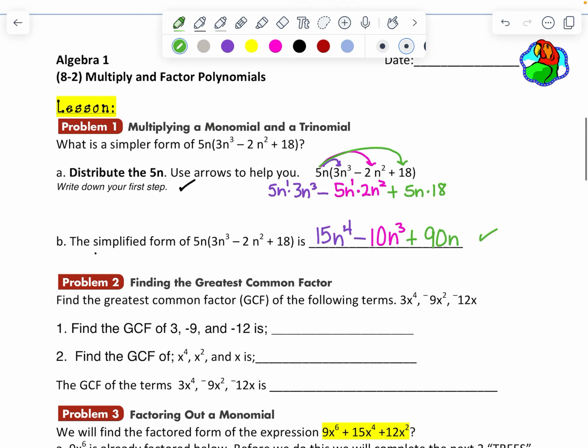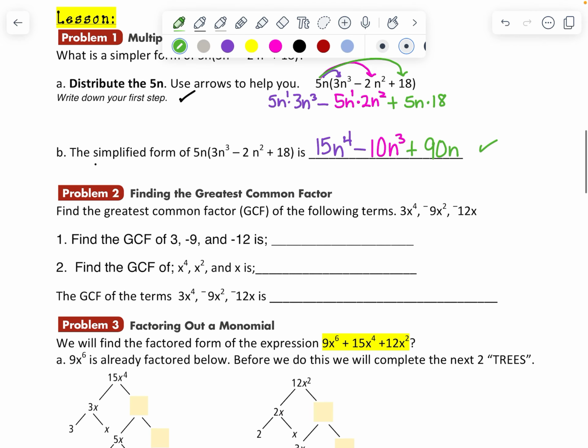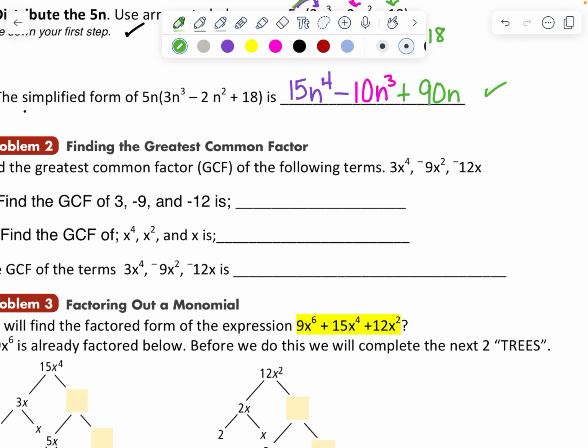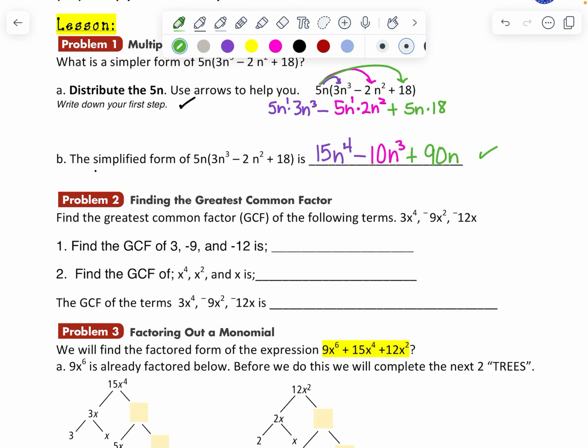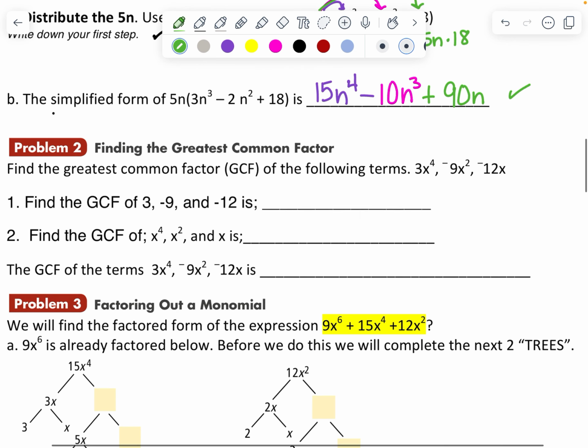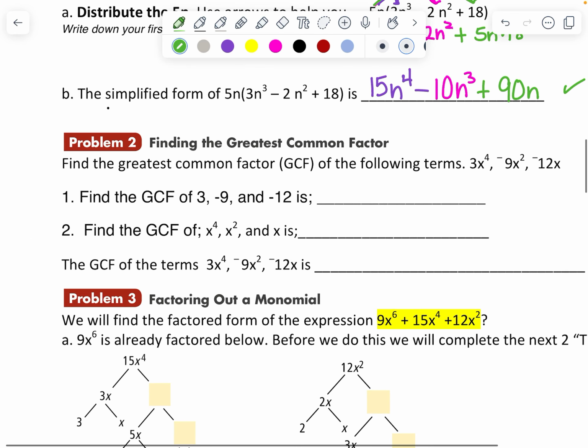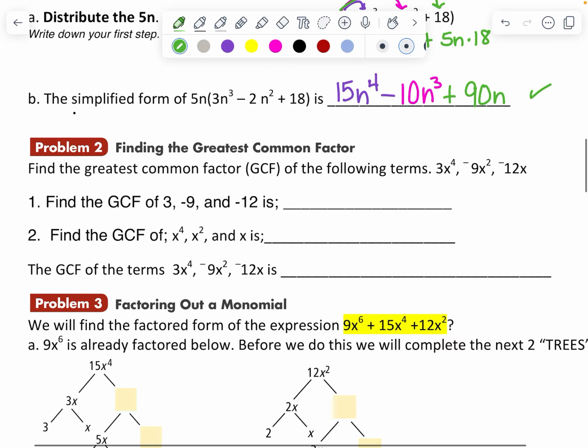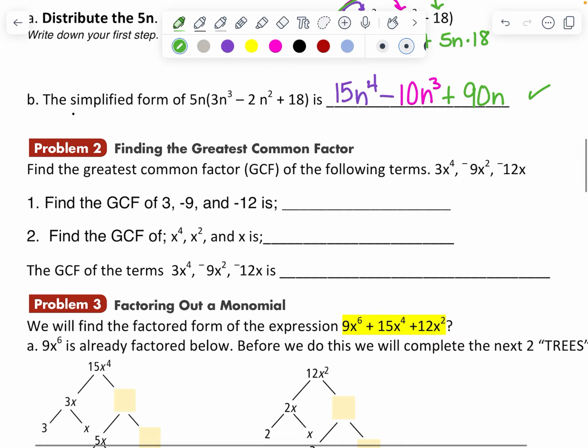Dry throat, hold on. All right, the next one, we're finding the greatest common factor of these 3 terms. Now, there are 2 things at play here, numbers and variable factors. So I like to do them separately when I do these. Now, I want to find the greatest common factor, GCF, of the following 3 terms. So I've got 3, -9, and 12.